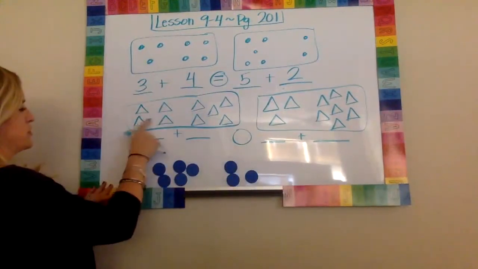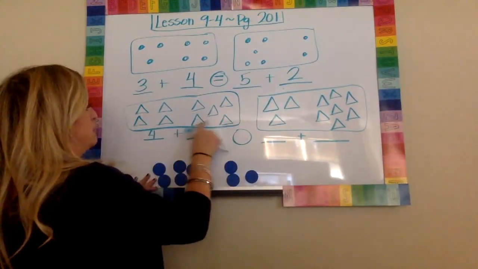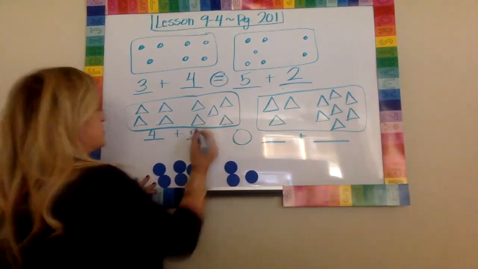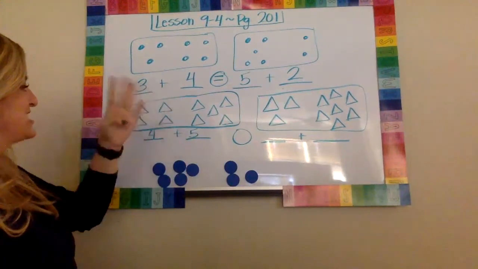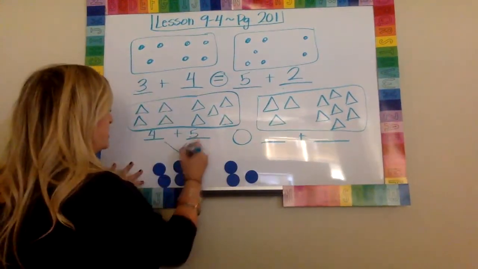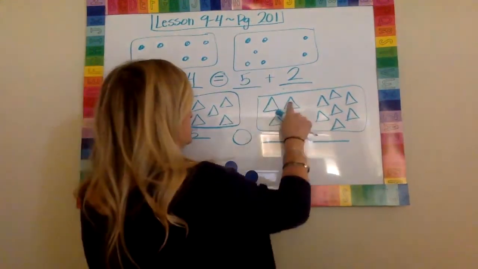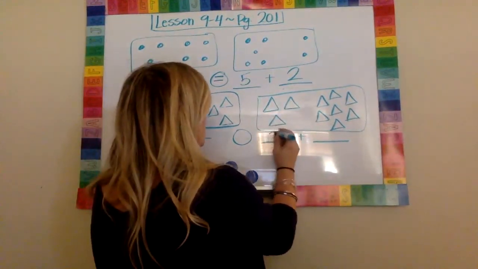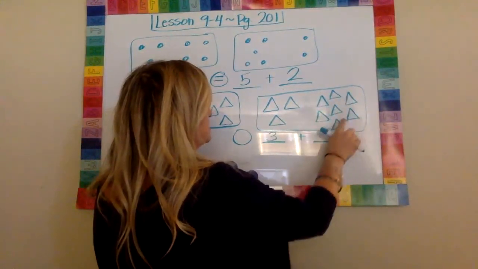So 1, 2, 3, 4. Plus 1, 2, 3, 4, 5. Start counting on the biggest number. 5, 6, 7, 8, 9. This side equals 9. Now let's figure out what this side is. 1, 2, 3. 1, 2, 3, 4, 5, 6, 7.